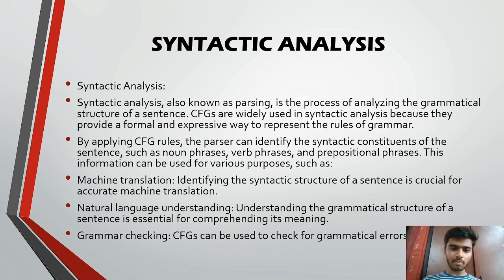This information can be used for various purposes, such as machine translation. Identifying the syntactic structure of a sentence is crucial for accurate machine translation. Natural language understanding: the grammatical structure of a sentence is essential for comprehending its meaning. Grammatical check: CFGs can be used to check for grammatical errors in the text. So what does this mean? Whatever sentence we derive must have a grammar. All the sentences in this world that we are speaking have some sort of grammatical rules bound to them.